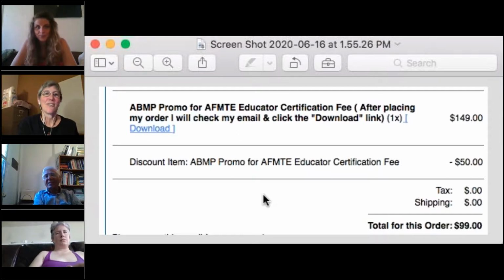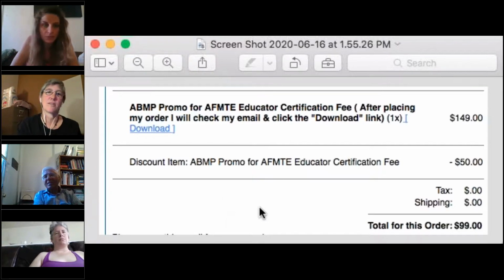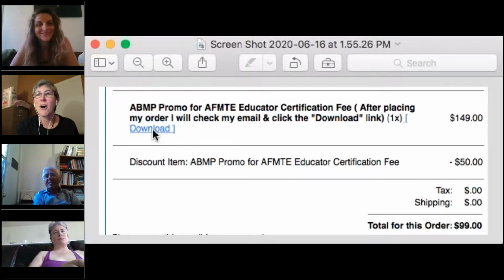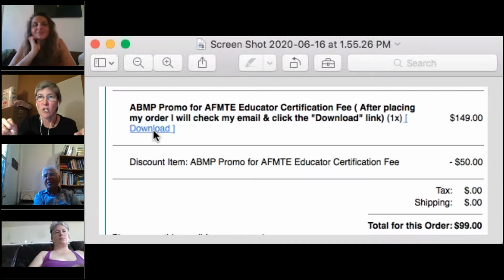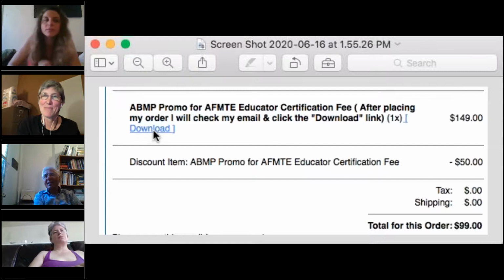You're going to get an email that shows that your fee was paid once you pay your fee. This one just happens to be a screenshot of somebody who's not only an Alliance member, but also an ABMP member and took advantage of the ABMP promo. So that's why theirs was only $99. But see in this little line item, it says download, and that's very small and difficult to see. But that's the link you'll click, and you're not actually downloading anything. That download link will take you to the secret portal for Submittable to start your application process.